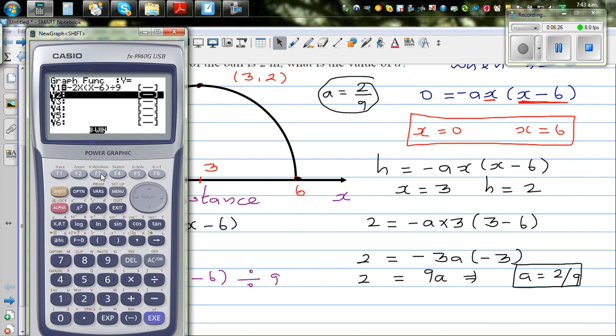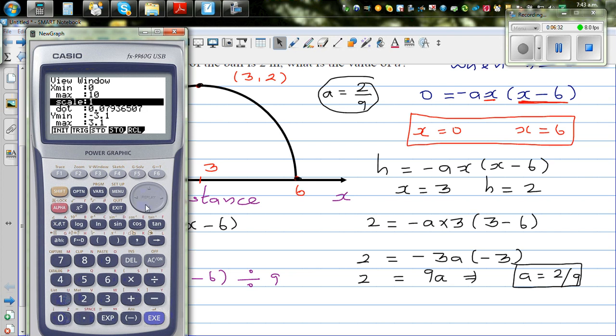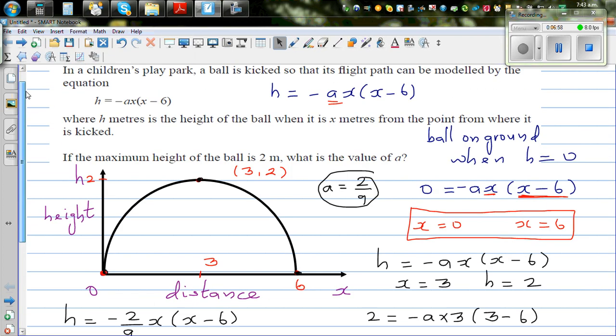I'll set the scale: x from 0 to 6, step of 1, and y from 0 to 5, step of 1, and this is your graph. Then I'll go to G-Solve, maximum. When x is 3, y is 2. With G-Solve, these two points are called the roots. Press F1, and you'll get 0, 0, and if you press this key, you'll get 6, 0. So this is how you can confirm that your equation is right.